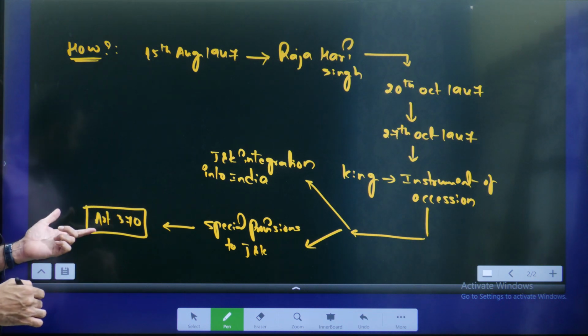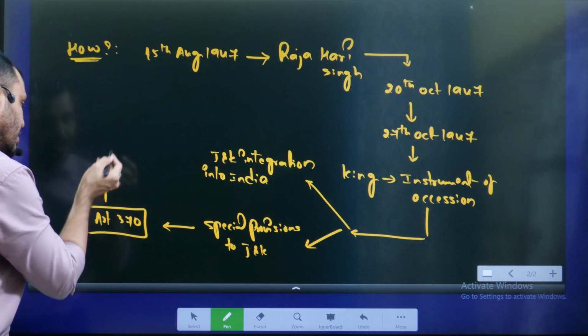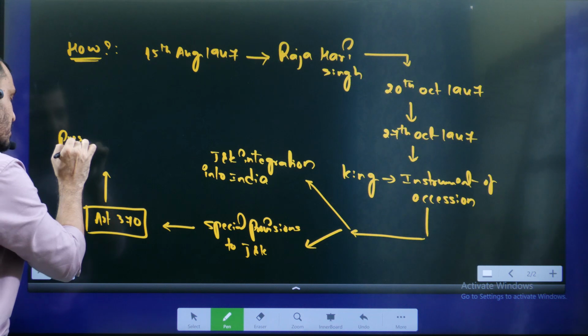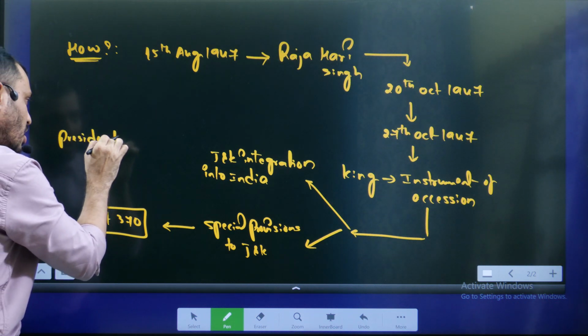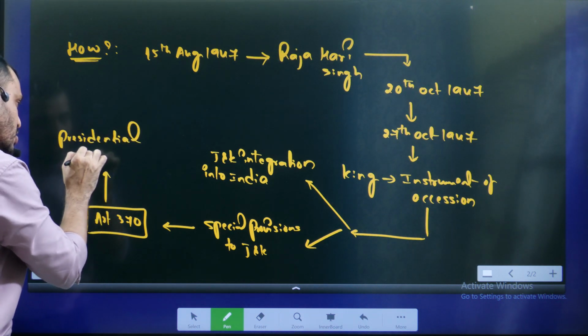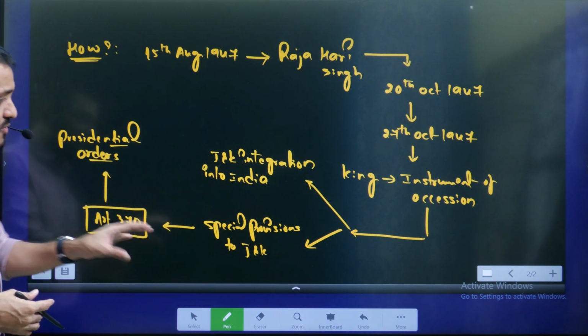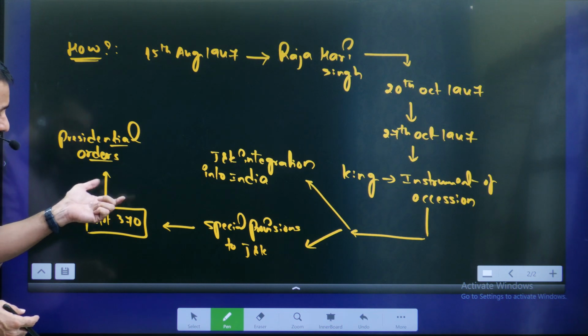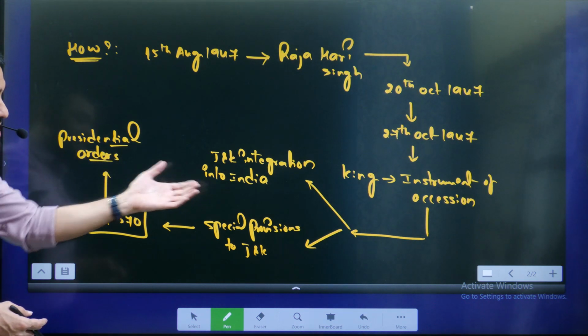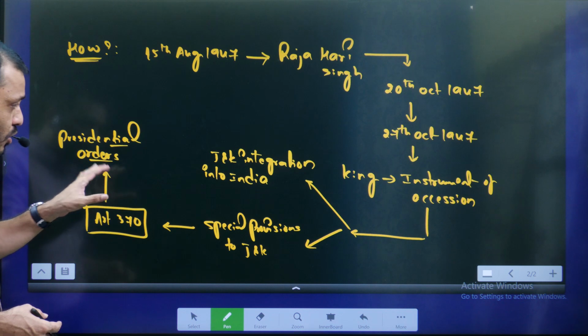This Article 370 was implemented by issuing the presidential orders. We will discuss that very soon, in which year they were released. But this is the flow. According to Article 370, Jammu Kashmir has certain safeguards. They can have their own constitution and all these things.